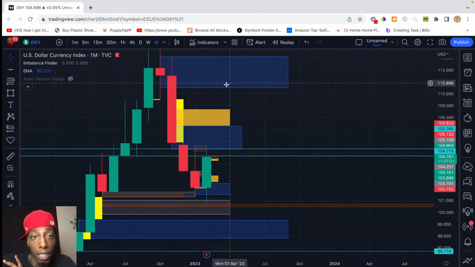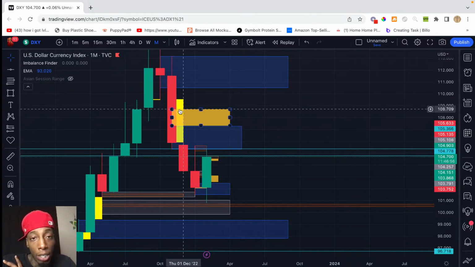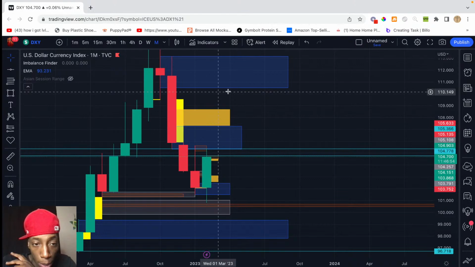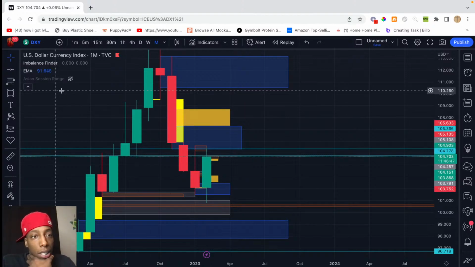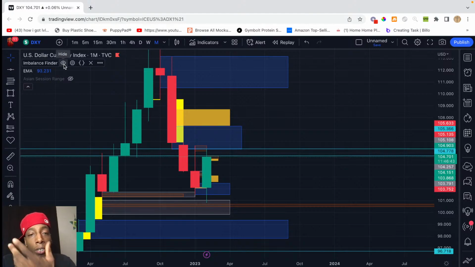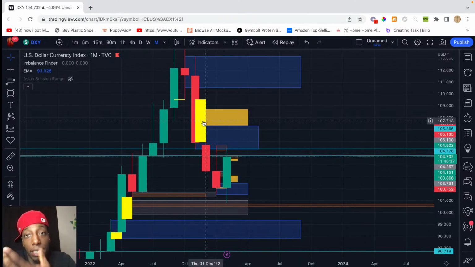You can see it's some more weekly supplies going up. You see it's a gap. This yellow right here is a gap, a fair value gap in the market. I got my indicator set up so I don't have to look for my fair value gaps. This is the indicator I use, so I don't have to look for my gaps in the market. It's called an imbalance finder. All right, so that's the monthly.